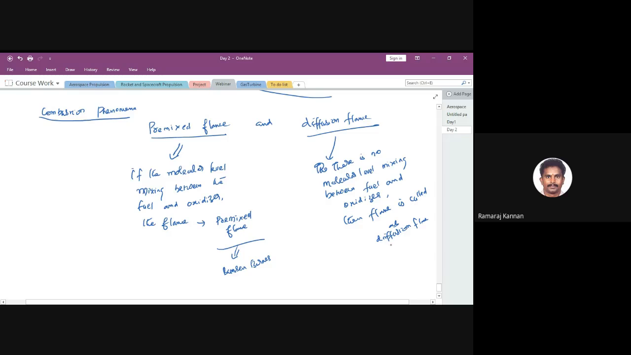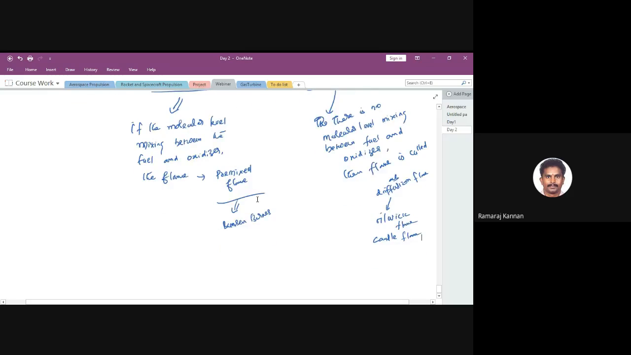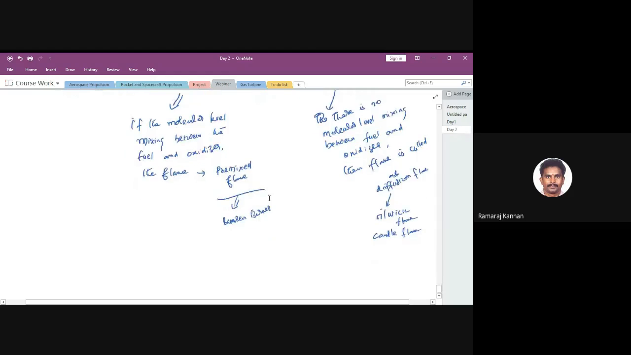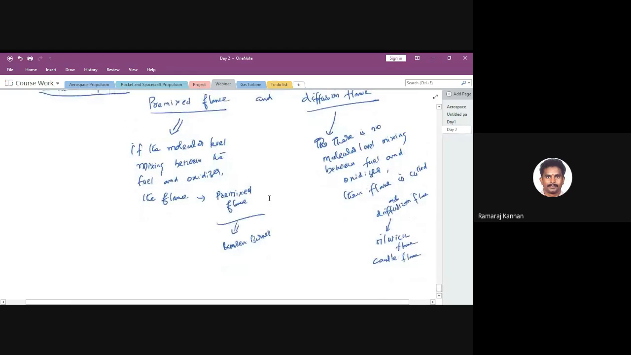But in the case of a diffusion flame, your oil wick flame, the lamp we light in our house, your candle flame. Sometimes even burning of firewood. So these are examples of your premix flame and your diffusion flame. Okay. So if people are going to ask, please don't forget that.